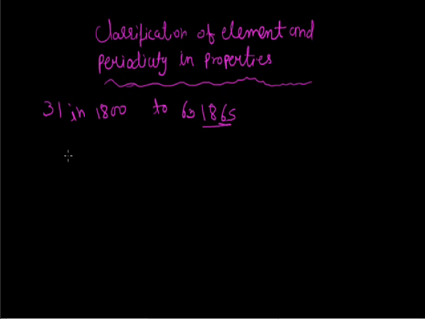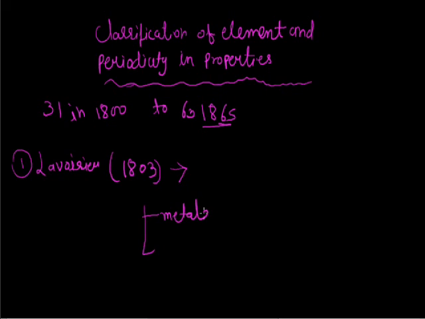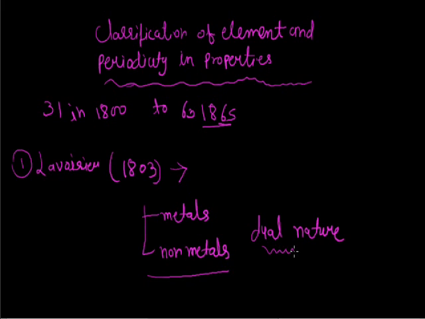The first early attempt to classify elements was given by Lavoisier in 1803. Lavoisier classified the elements into two categories, that is metals and non-metals. This classification of elements depended upon their properties, but some elements are of dual nature, meaning some elements have both properties, metals and non-metals. So this classification is discarded.